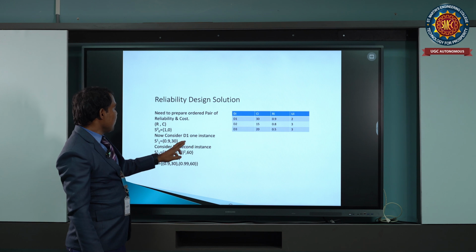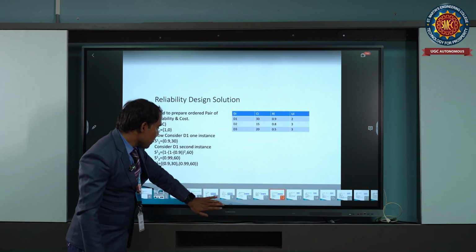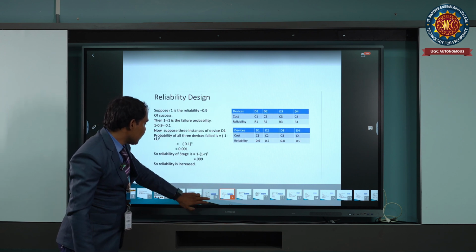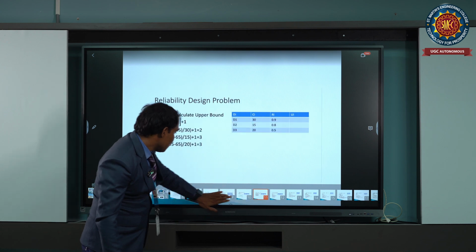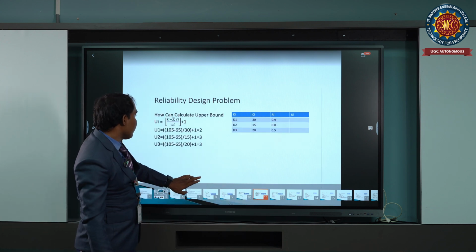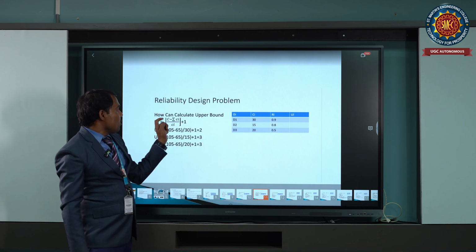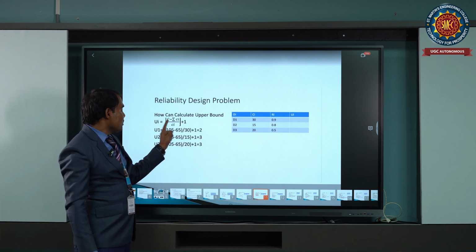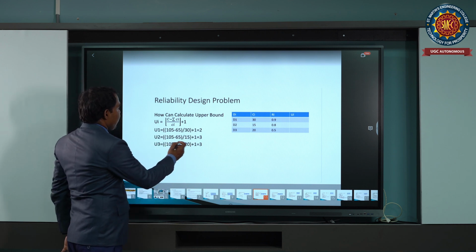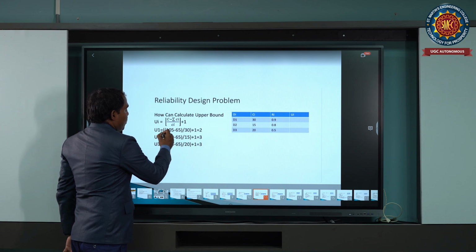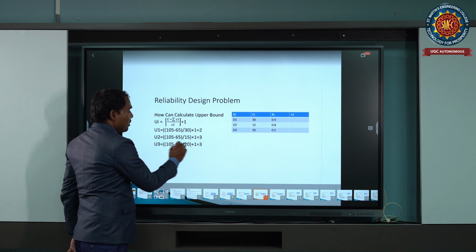Okay, then you can see how we are going to calculate the upper bound values. This is the reliability design problem and the calculation of the upper bound. So this is the formula, and then we get the value: upper bound of device 1, upper bound of device 2, upper bound of device 3.